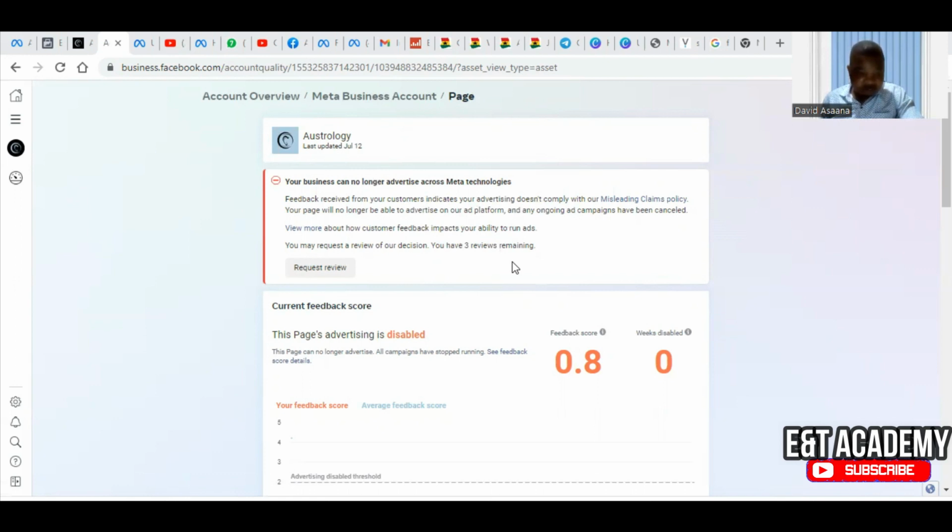Now, what you need to look at is this. So what you need to do is to understand exactly what caused the problem. Because if you don't understand exactly what caused the problem, you will not be able to solve it. So first of all, we have to go to the misleading claims policy.